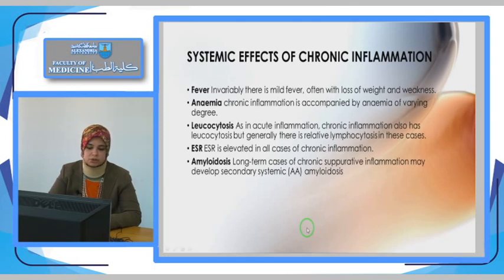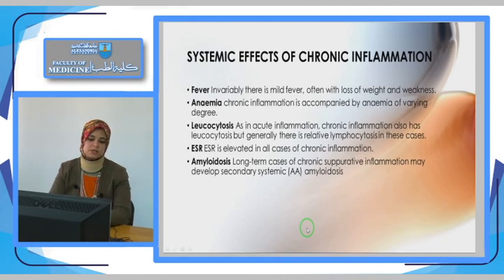Elevated ESR levels, which is the erythrocyte sedimentation rate, occur in all cases of chronic inflammation. Amyloidosis: long-term cases of chronic suppurative inflammation may develop secondary systemic AA amyloidosis. And we will talk about amyloidosis in a whole lecture.